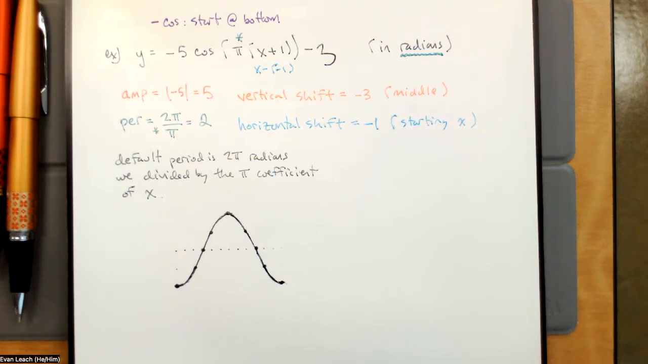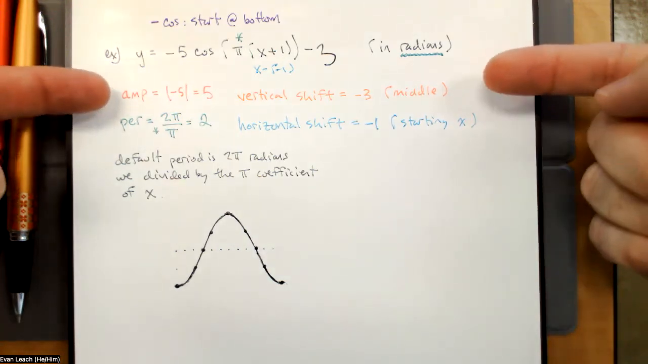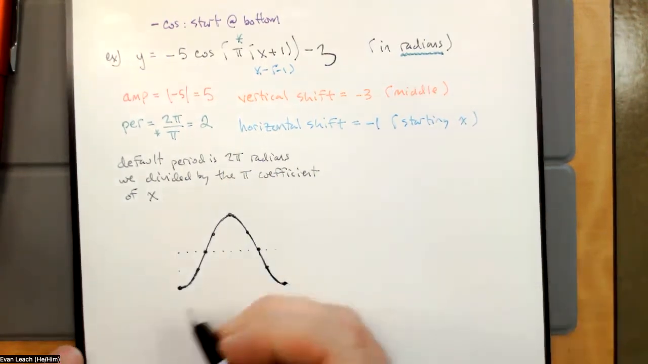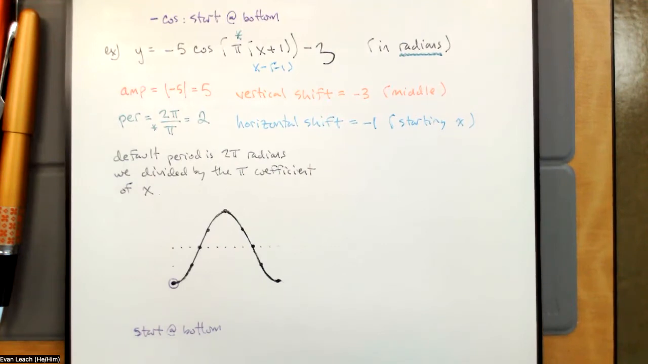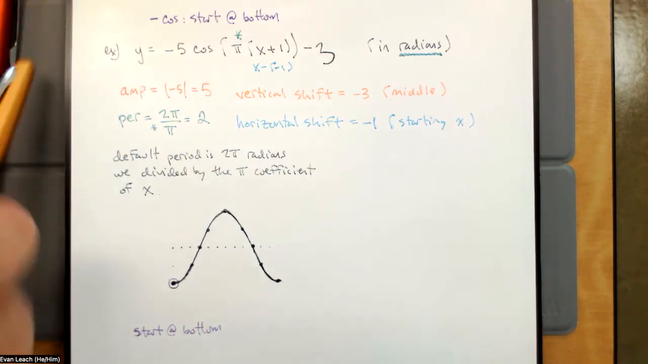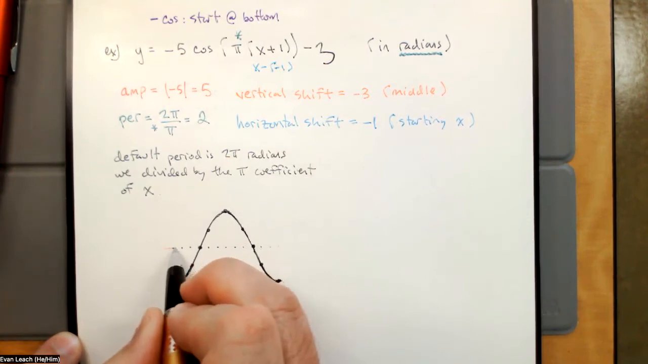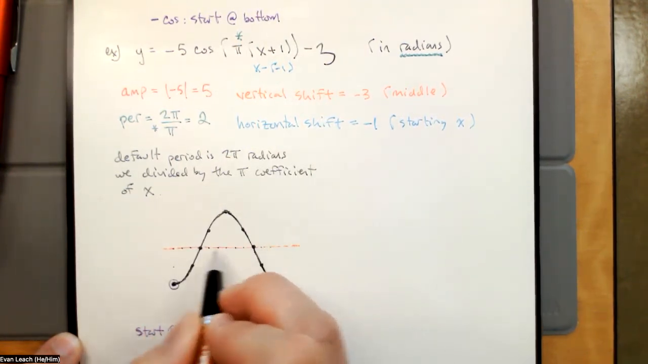Now I want to start labeling the things that we know. So I got what one cycle is supposed to look like. I like to start with my vertical information first. So the first thing I like to put on, once I figured out my minus cosine, starts at the bottom. Then I like to get all my vertical stuff sorted out because it's easier. I just have to add the amplitude and subtract the amplitude. So I know that the middle is going to be at -3. So here in the middle, vertically, we're at -3.